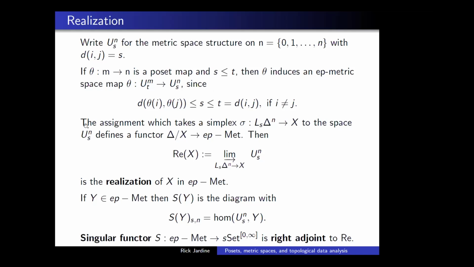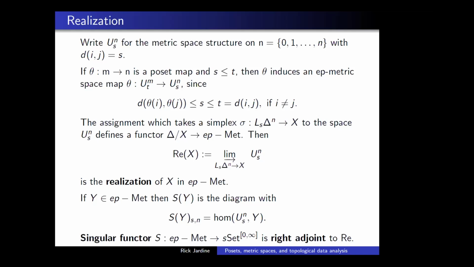So you can define an assignment, rather a functor, which takes the simplex of this diagram X to the corresponding space U_n^s. And that defines a functor from the simplex category for X to extended pseudometric spaces. Then the realization of X is the co-limit of that functor, just like it was for simplicial sets. The realization of a simplicial set is a co-limit of topological standard n-simplices indexed over the simplices of the simplicial set X.